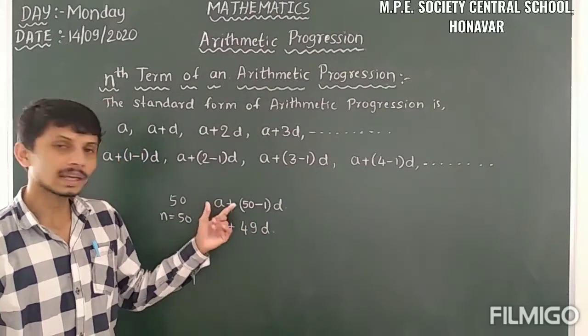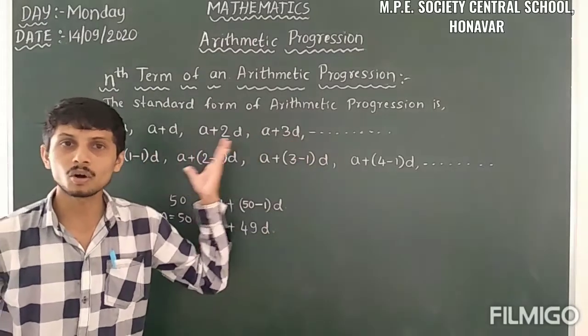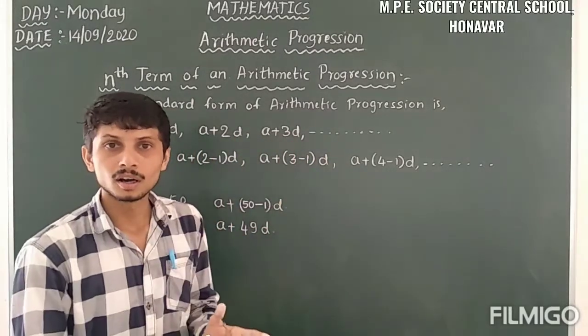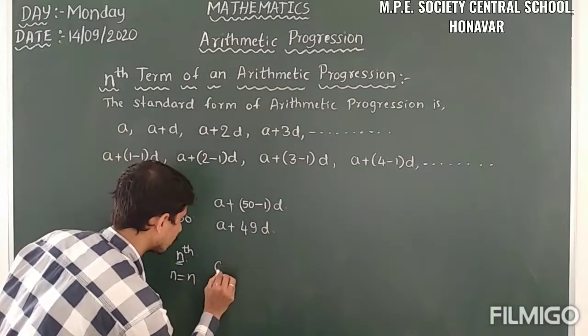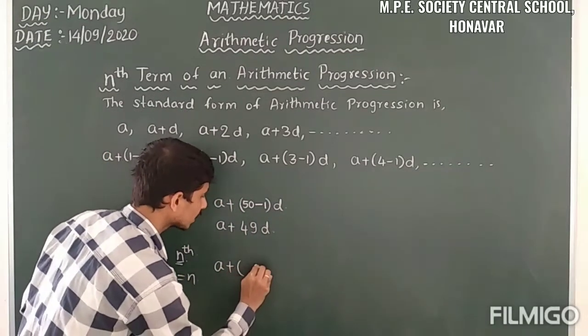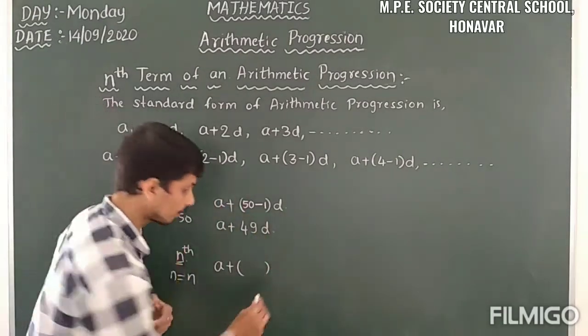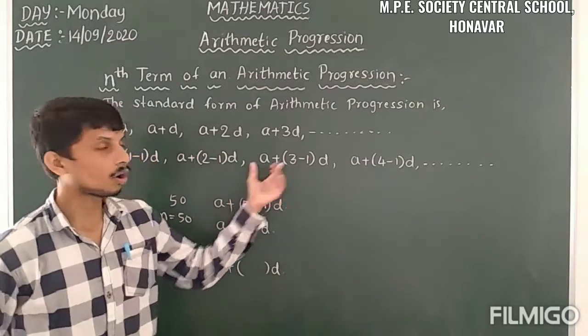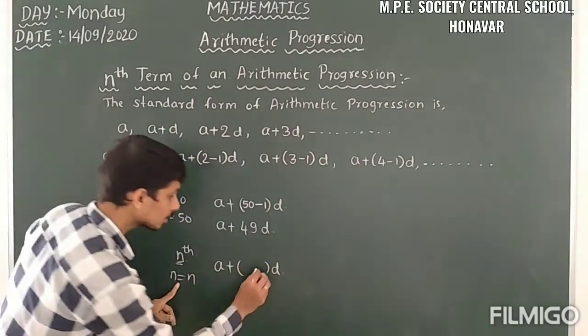So just observe, a plus is common here. We know that a plus is common in all the cases of arithmetic progression. In all the terms of an arithmetic progression, a is common. Then inside the bracket some terms are there. Here d is common in all the cases. Then minus 1 is common here.